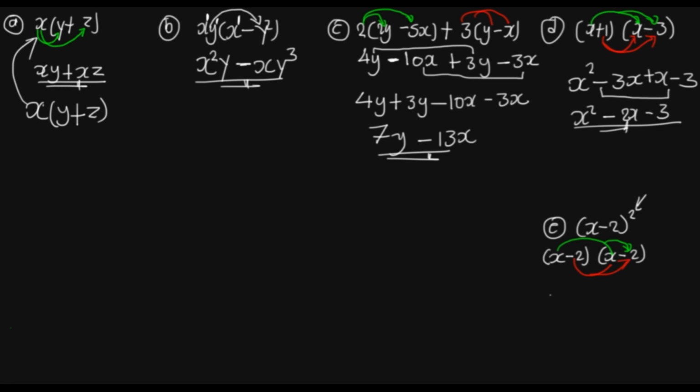So x times x is x squared. Then x times negative 2 is negative 2x. Negative 2 times x is negative 2x. Then negative 2 times negative 2, negative times negative is positive, 2 times 2 is 4. x squared minus 4x plus 4. So we need to add, they have the same sign and we maintain the sign. So that is what we have done. So this is how you can expand algebra expressions. Okay, now let's move on.